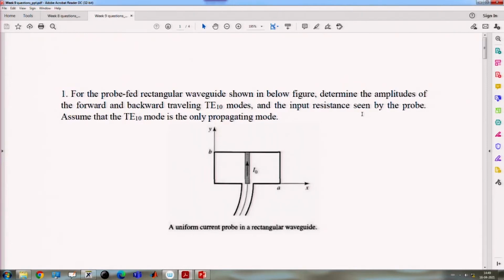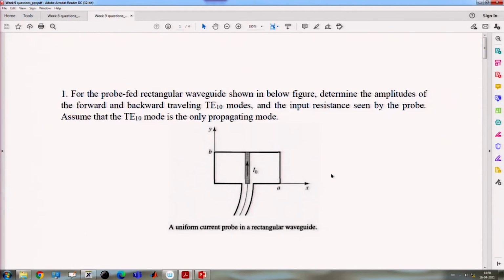We are feeding the probe from the outside. In the middle of the waveguide we are making a small hole, and you can see this part is the outer coaxial cable and this inner part is the probe that is touching the other side of the broad wall. It is inserted from z equal to 0 and goes up to z equal to b. Assume the TE10 mode is the only propagating mode in the cavity. That means TE10 is the dominant mode and only this mode is propagating.